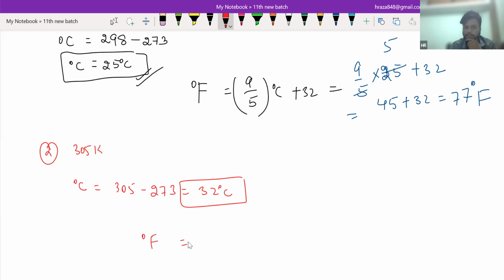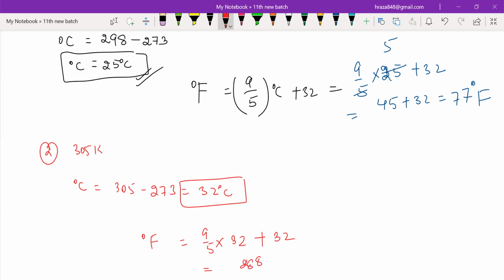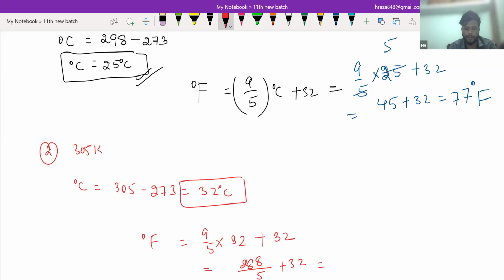So in degree Fahrenheit, it will be 9 by 5 into 32 plus 32. So it will be 9 threes are 27, 9 into 32 is 288, by 5 plus 32. Have you solved it? Yes, sir, 89.6 degree Fahrenheit. Very good. So it will be 57.6 plus 32, which is 89.6. Very good.